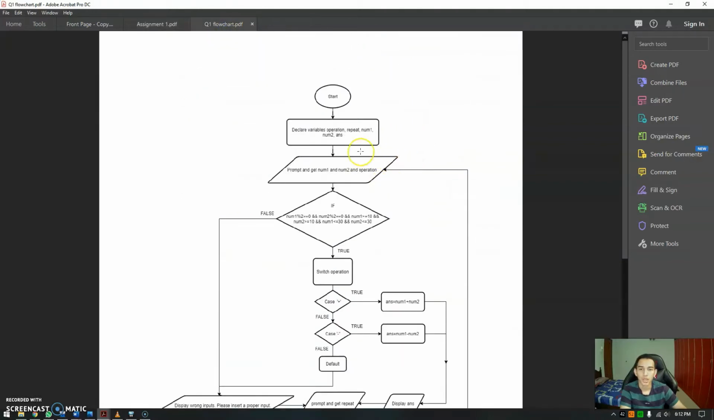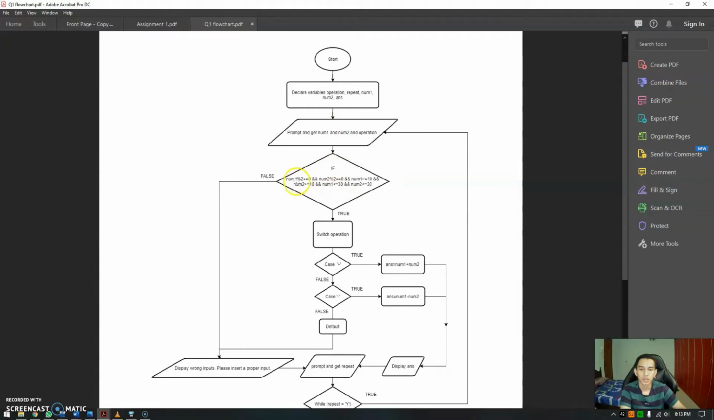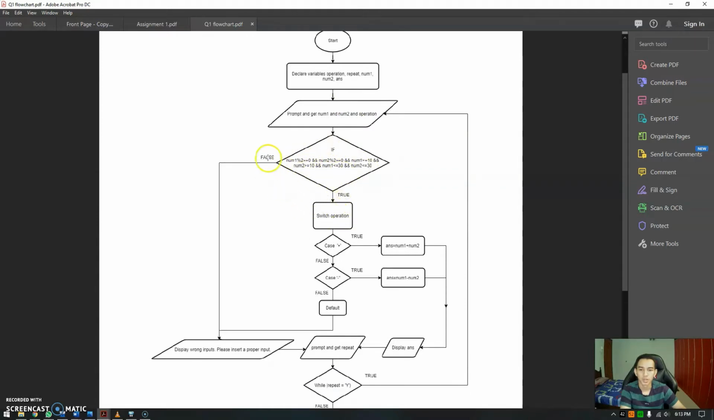So we start and declare the variables, which are operation, repeat, num1, num2, ans. Then we prompt and get from the user num1, num2 and operation. Then we check the condition. If num1 and num2 satisfy the condition, we'll go to operation. If it is false, we'll display wrong input. Please insert a proper input.